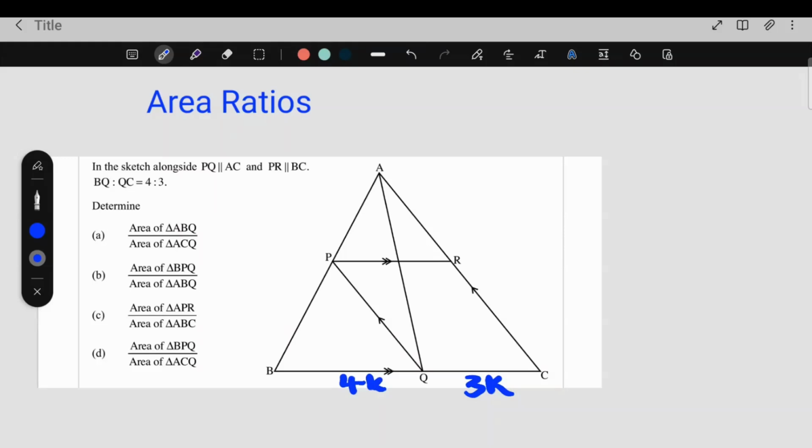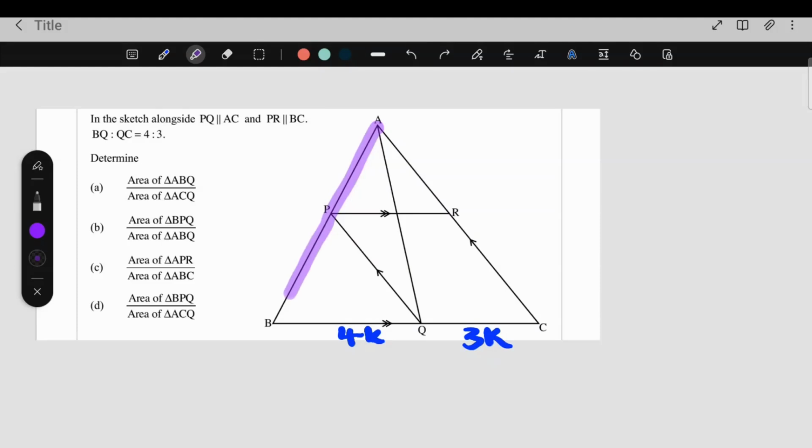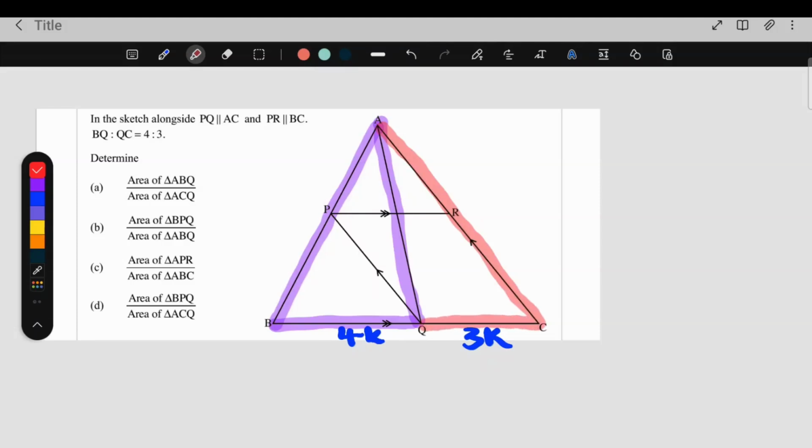So the question is, determine the following. The area of triangle ABQ over the area of triangle ACQ. So this is ABQ and triangle ACQ. ACQ. So A to C and to Q and then back to A.